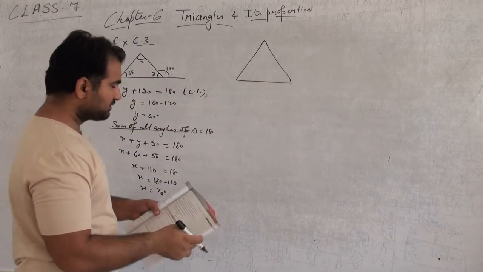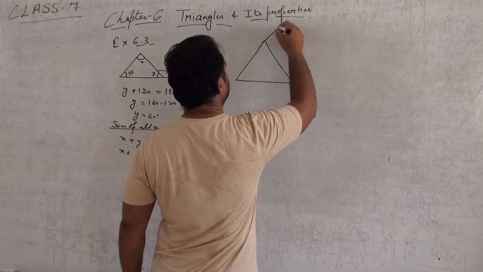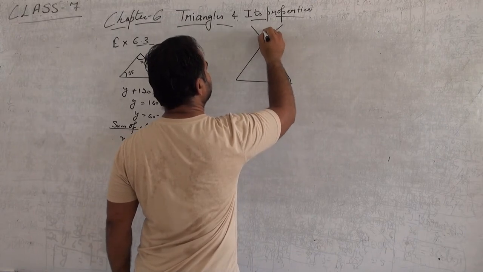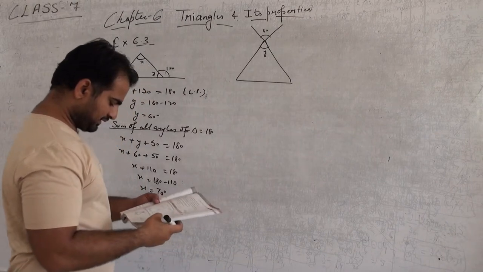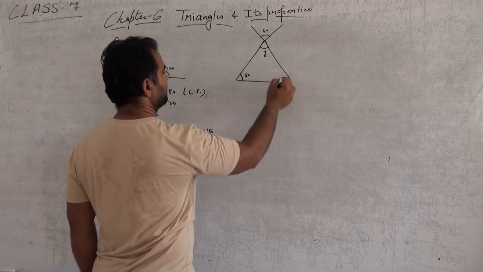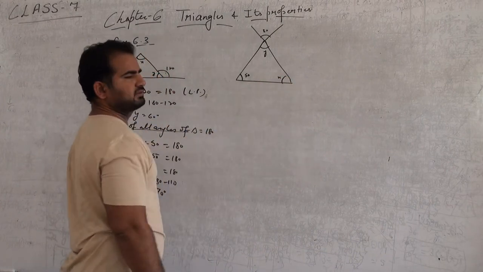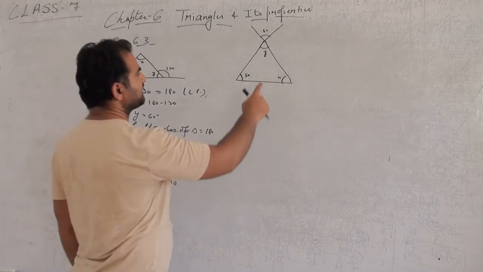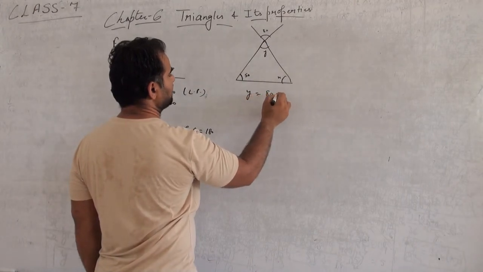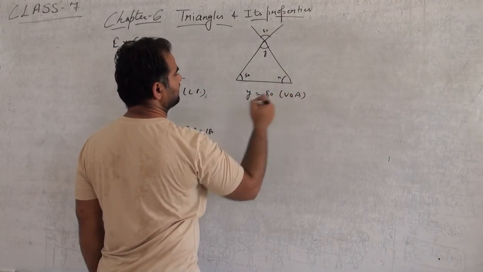Question number second is, okay, this one is y, this one is given 80 degree. Next, it was 50 and x. This one is 50 and this one is x. Okay, so we can see that it is a vertically opposite angle. So y equals 80 degree, VOA.